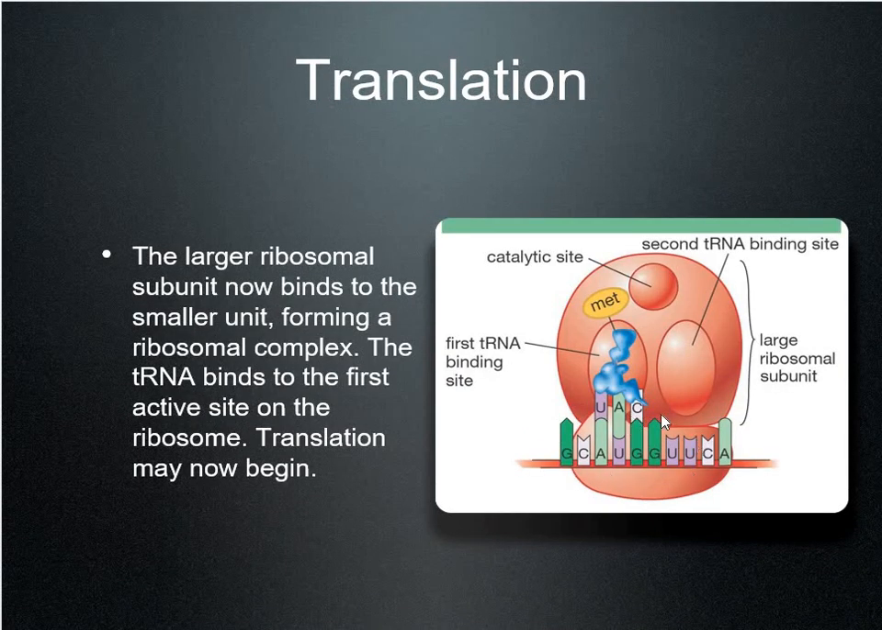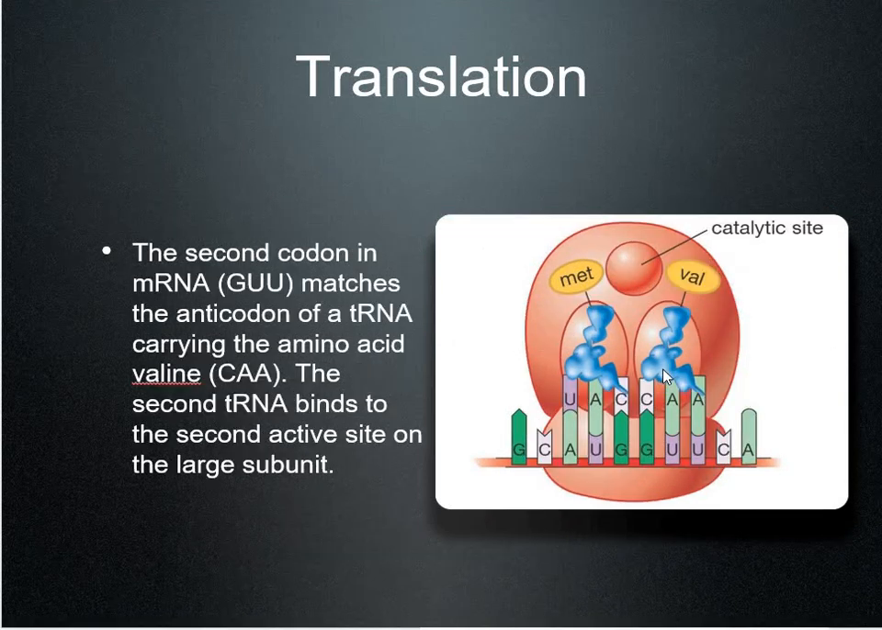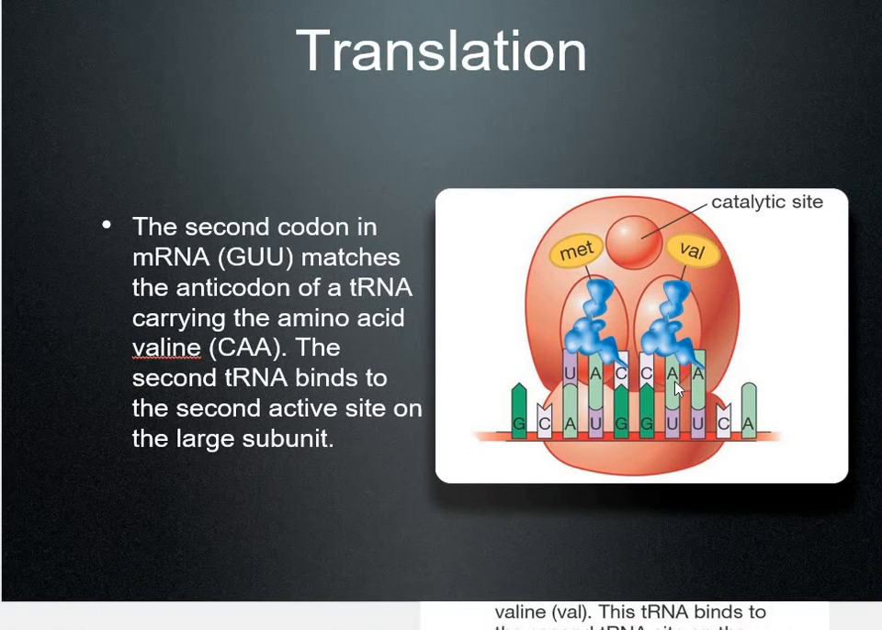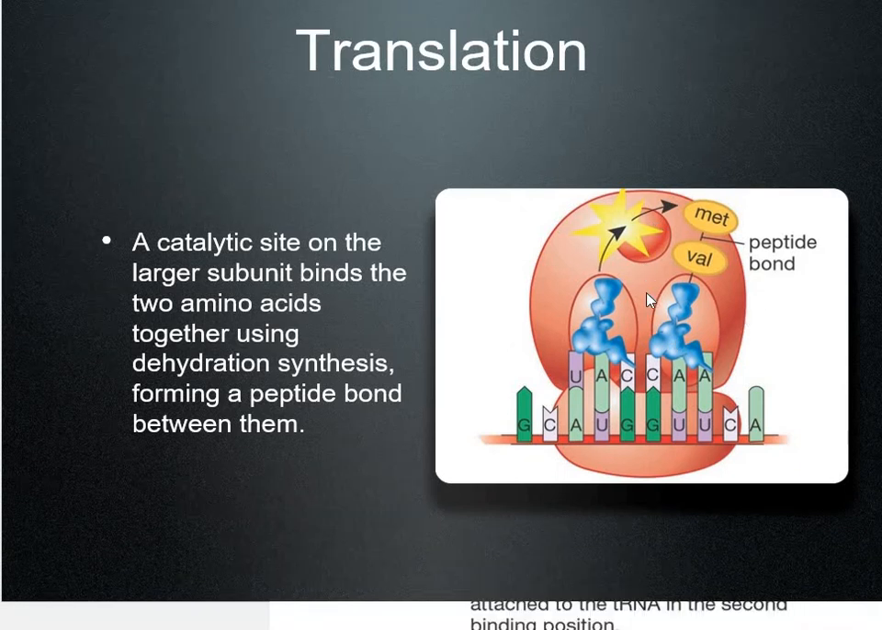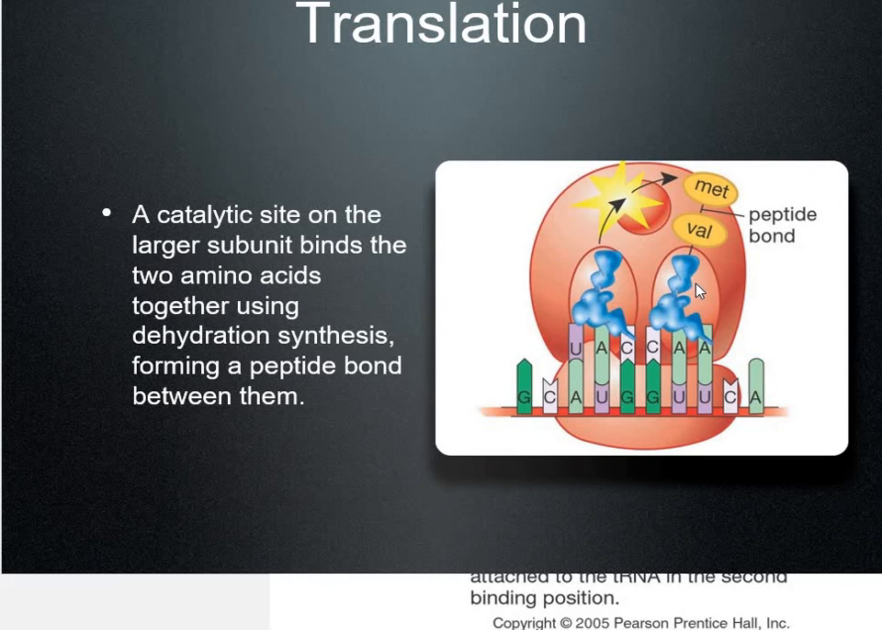Once the initiation complex is formed, the larger subunit comes and binds. And it has different sites: acceptor site, peptide site, and exit site. As it moves further, the second amino acid will come. Next to methionine, valine came here. The process will continue. There will be bond formation. This is the peptide bond.